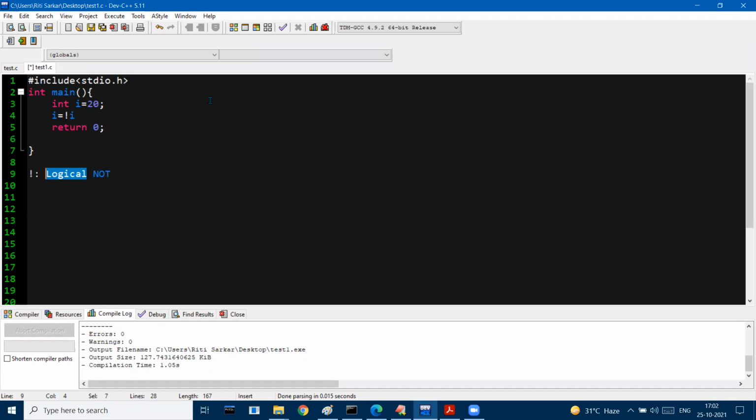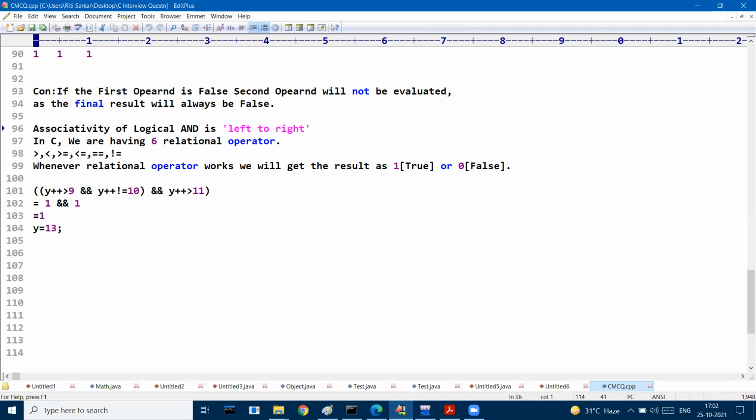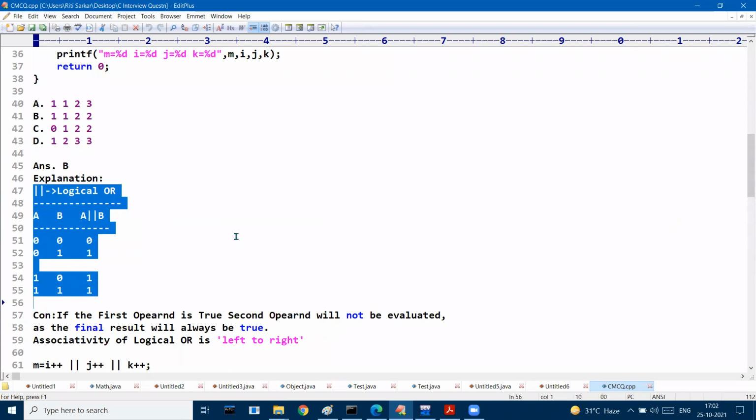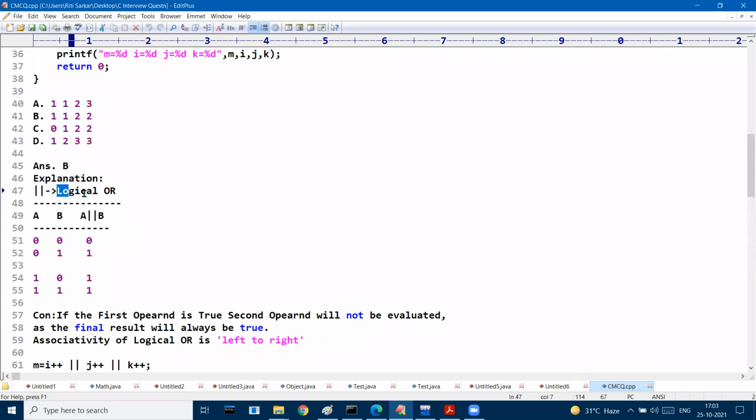In the last session, we already discussed what is the logical AND operator and what is the logical OR operator, along with their truth table also. Now, why are they called logical operators? They are called logical operators because they work on logic. What is logic, sir? Logic basically means true logic or false logic. So they always work on true logic and false logic, and that's why they are termed logical operators.